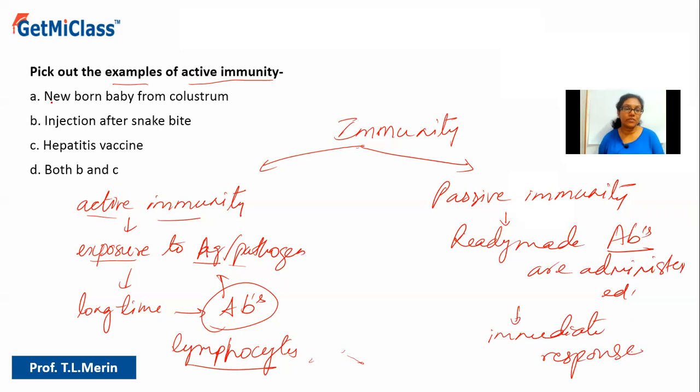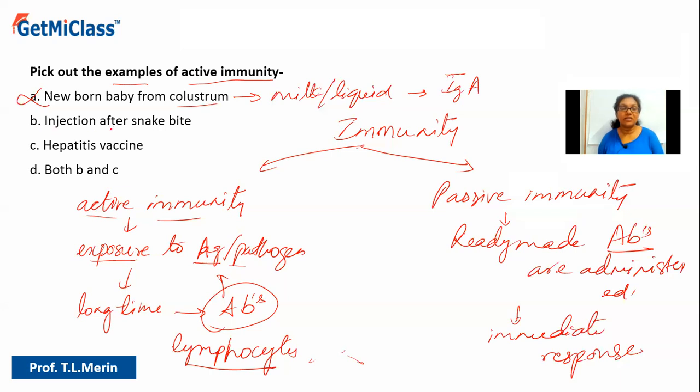Now let us see. Option A says newborn baby from colostrum. Colostrum is the first liquid milk which is produced after delivery, and it will contain a high amount of IgA. That is the antibody. So here the baby is getting readily available antibody. So this will be passive immunity. Hence it is ruled out because we are looking for active immunity.